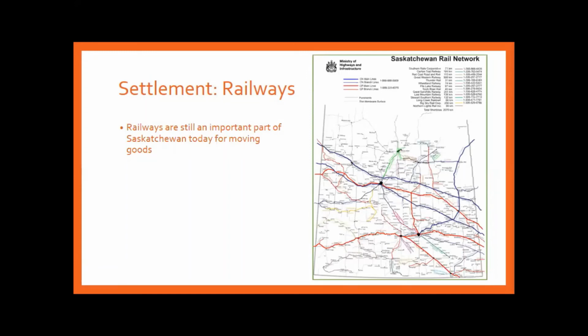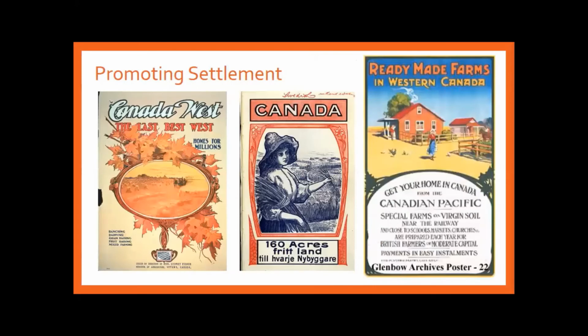And you'll notice this is all in the prairie area because people were supposed to become farmers. So they weren't interested in putting railways in the north, in the Canadian Shield area in the province. So these are a couple examples of posters that they used in Europe to encourage people to come to Saskatchewan, to come to the prairies and actually become farmers.